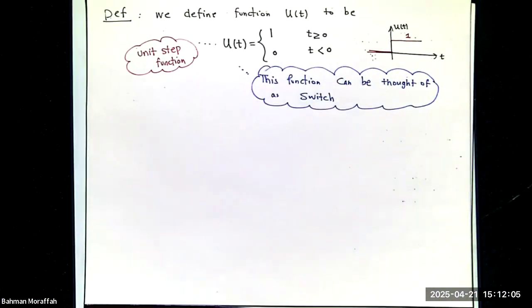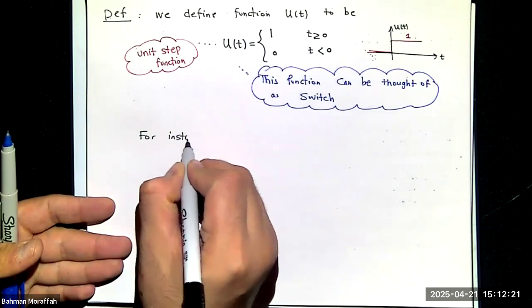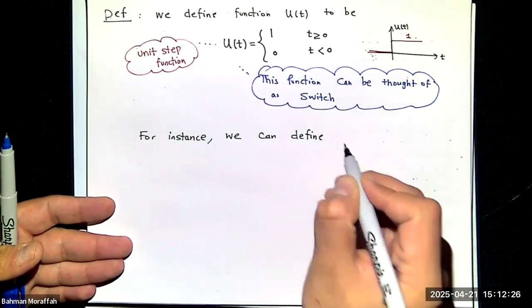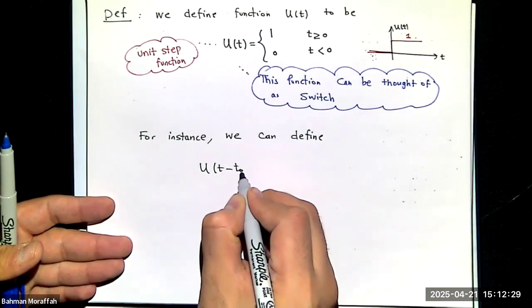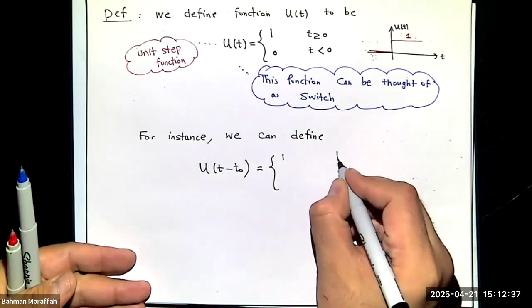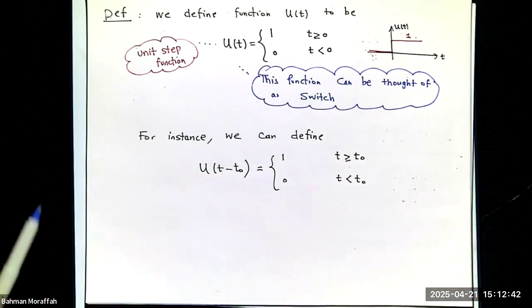Again, this is a mathematical function. I can do anything I want with it. I can shift it, I can multiply it by some number. For instance, we can define u of t minus t naught, which means it is shifted by t naught. So it is 1 for all times greater than or equal to t naught, and 0 for all times less than t naught.